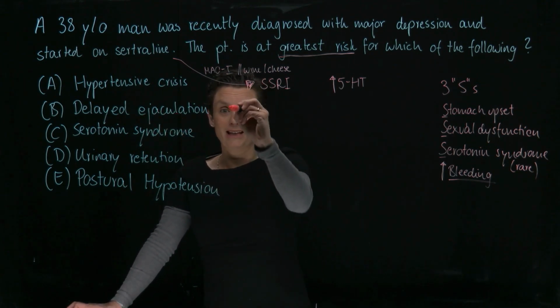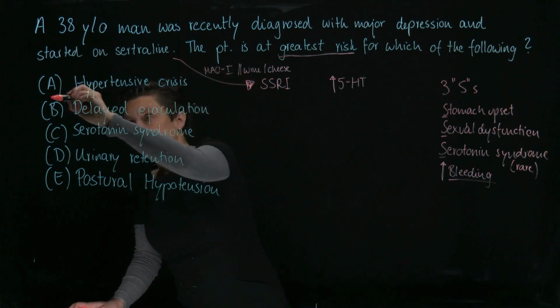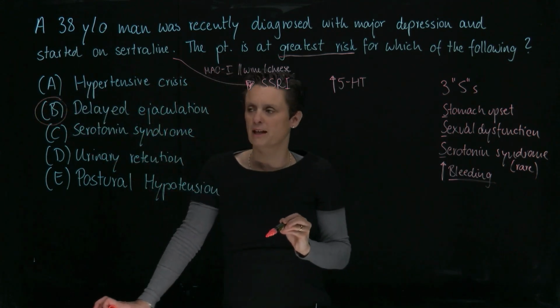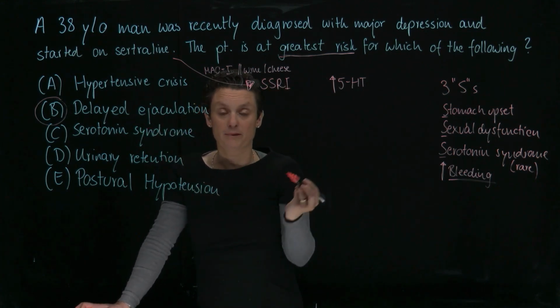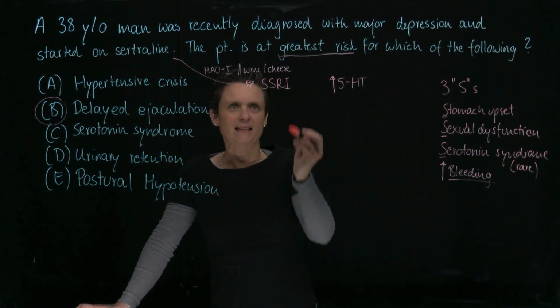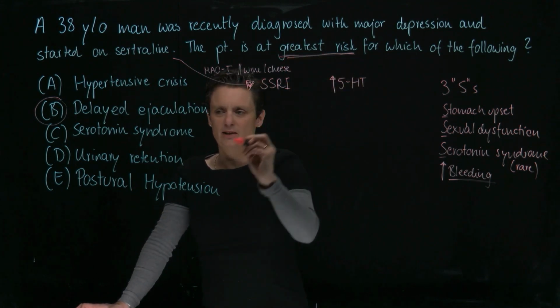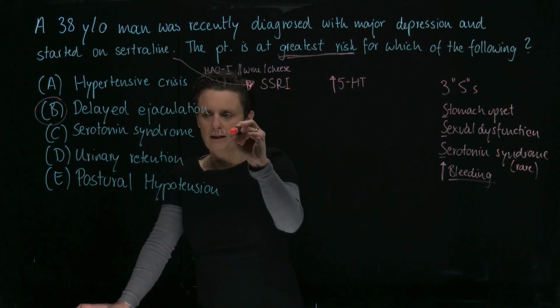Delayed ejaculation, that's sexual dysfunction. So that's the correct answer here. That's very common for an SSRI. Serotonin syndrome is correct, could happen for an SSRI, but definitively not the greatest risk, because that's rather rare.